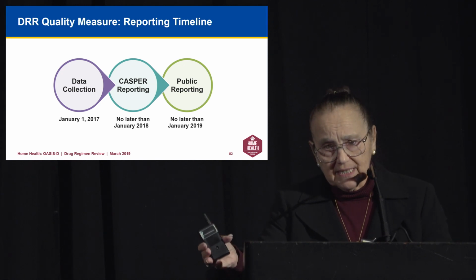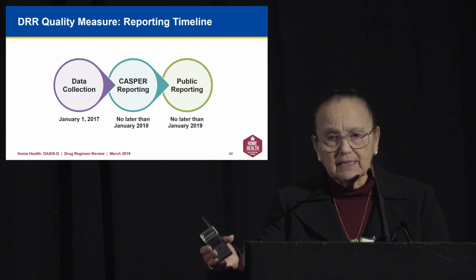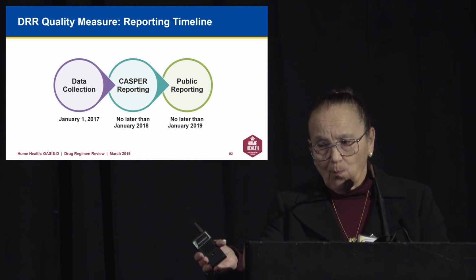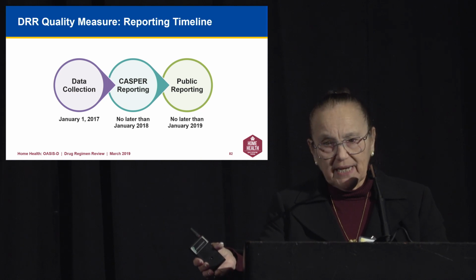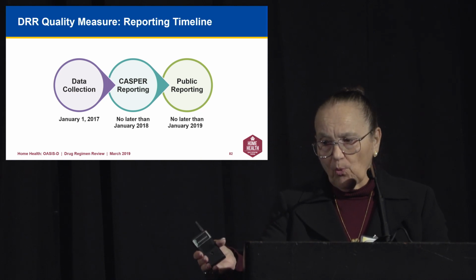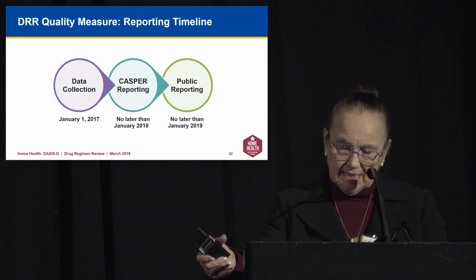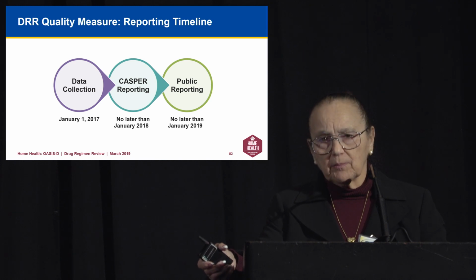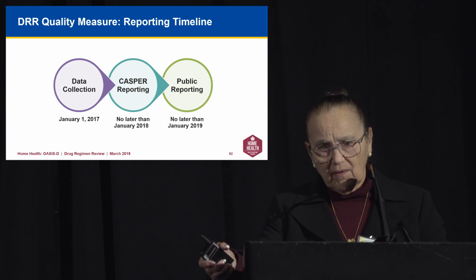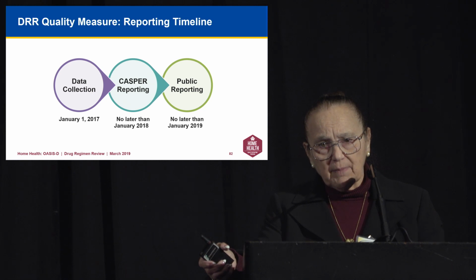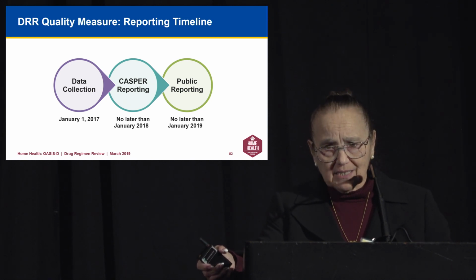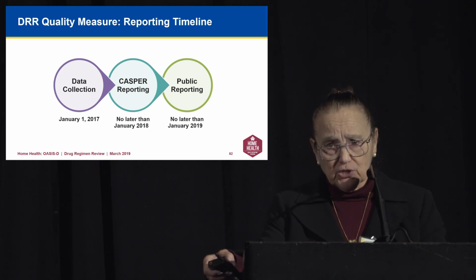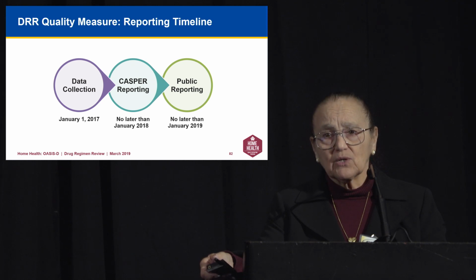The timeline for this measure, data collection, began January 1st, 2017. CASPER reporting would appear no later than January 2018, and public reporting no later than January 2019. And remember, we said yesterday that when you look at public reporting, when you look at Home Health Compare, the measure title may not be the same as what you are accustomed to looking at, because on Home Health Compare, these titles had to be put into layman's terms so they would understand what they were reading.